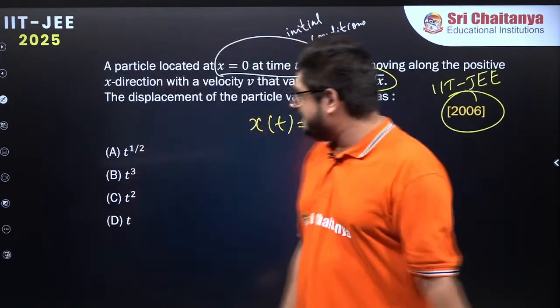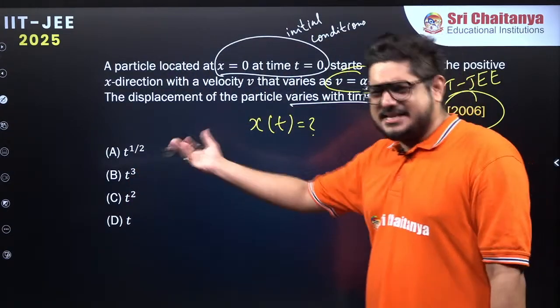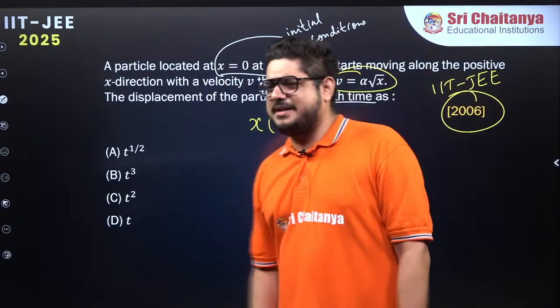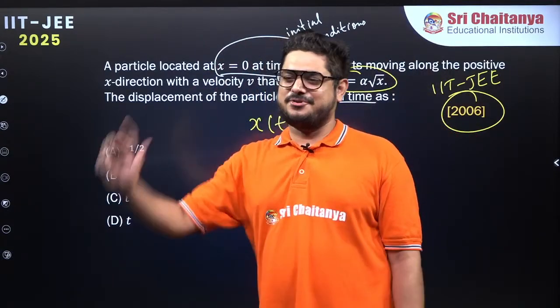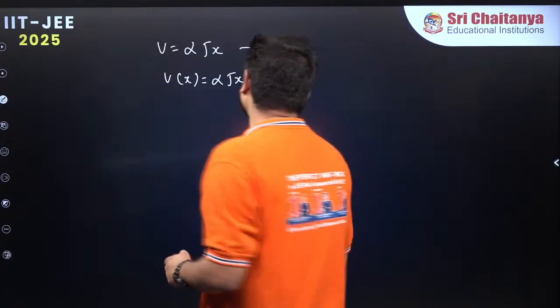Okay, सबका option क्या है? B, C. B या C में से कोई आएगा? Obviously the answers are going to be in between B and C itself. Don't worry about it. So let's try to find it out.